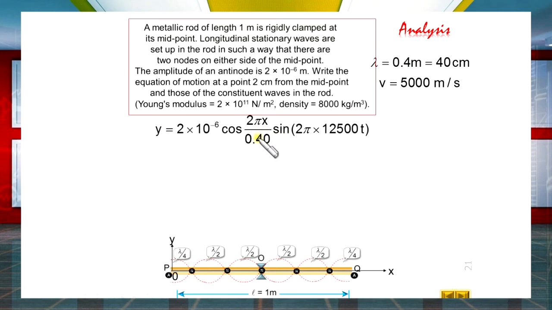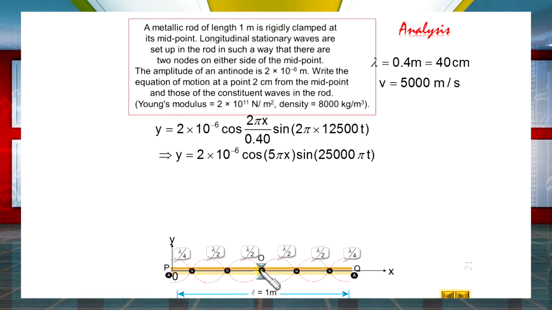Now let us simplify this equation. We can write 2 pi x divided by 0.4, so this is equal to 5 pi x, and this is equal to 25,000 pi multiplied by t. Now we need to calculate the equation of motion of a point 2 centimeter from the middle point. It is not given left side or right side, so let us take the right side point.